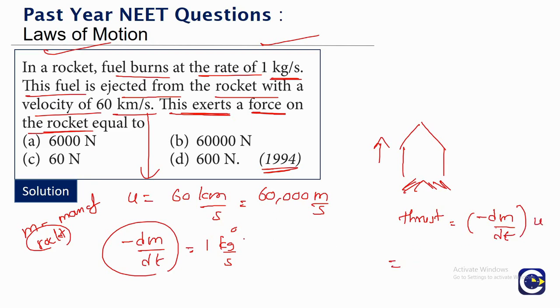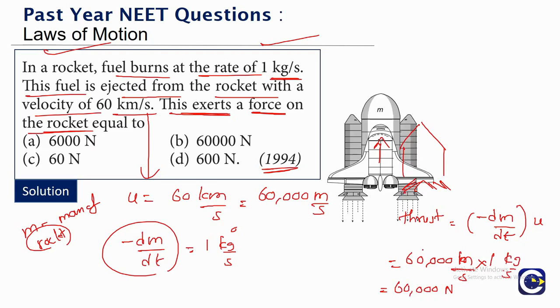So what is it? This is 60,000 meter per second into 1 kg per second. What is it? 60,000 newtons. So what is the correct answer for this? Maybe we can just look at the diagram.